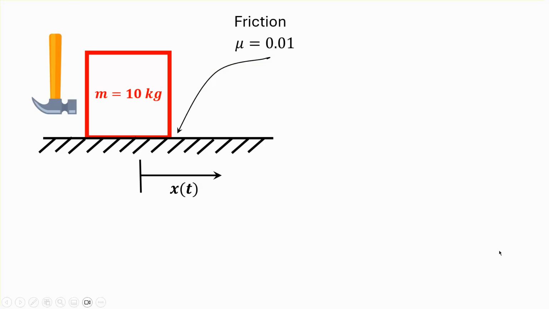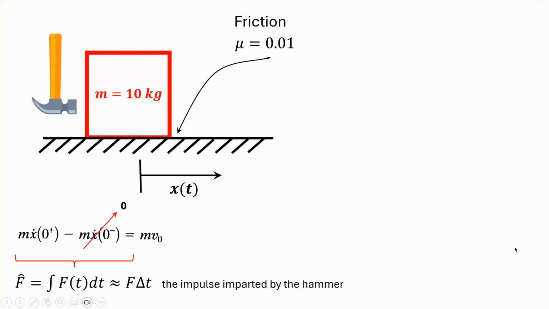Now, let's look at the numbers here. Suppose that the mass of the block is 10 kilograms. We give it a kick with a hammer, and that's an impulsive force, and that gives the block an initial velocity, and it moves to the right. To calculate the initial velocity, we're going to use the impulse momentum equation. The change in momentum, which is mass times the velocity after the impact, minus mass times the velocity before the impact, which obviously is zero, is equal to the impulse, which is the integral of the force exerted by the hammer on the block dt.